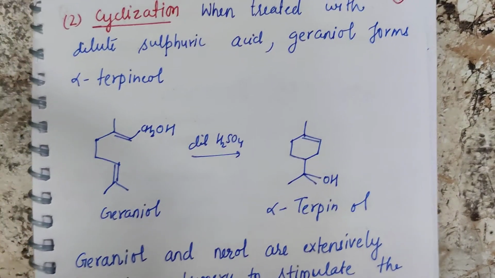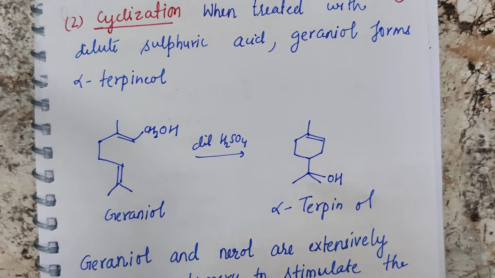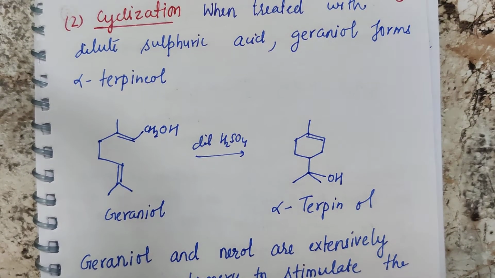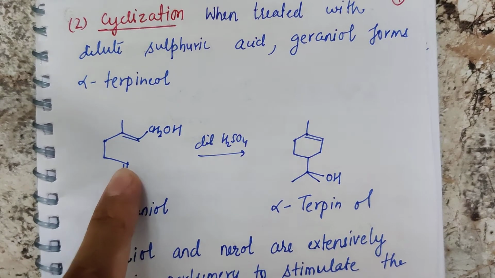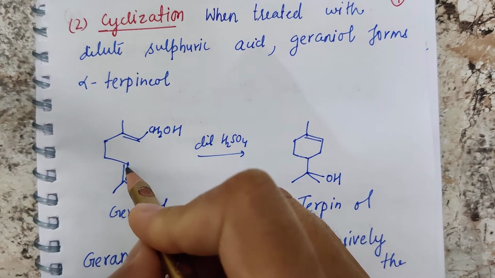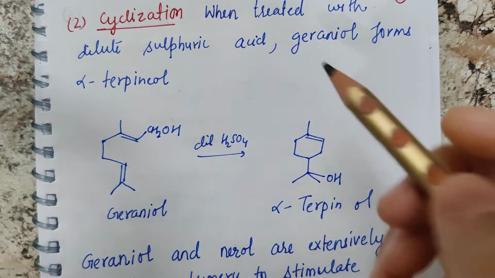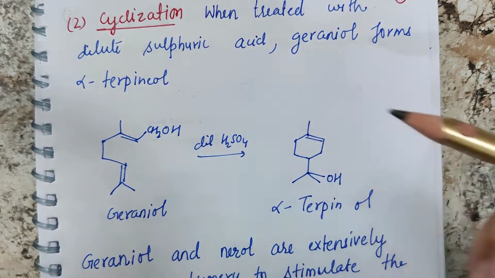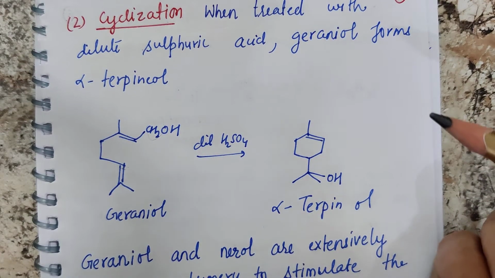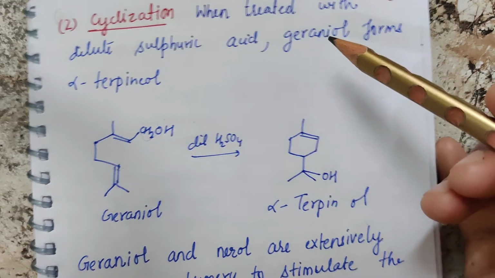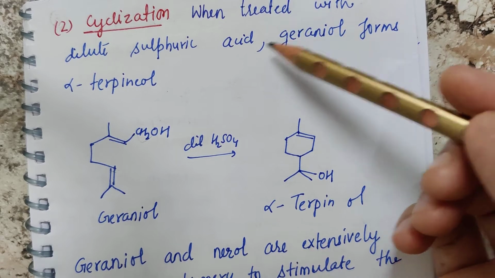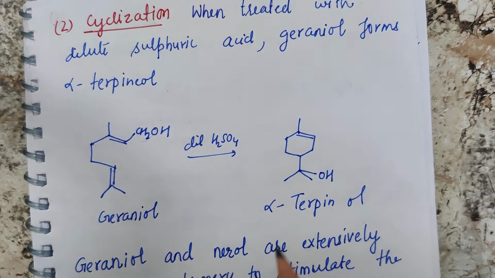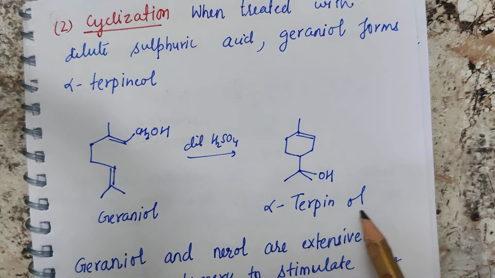The second reaction is cyclization. Cyclization occurs. You have a double bond here. So this carbon and this CH2 combine and then the double bond formation occurs. So when it is treated with sulfuric acid, it forms alpha terpineol.